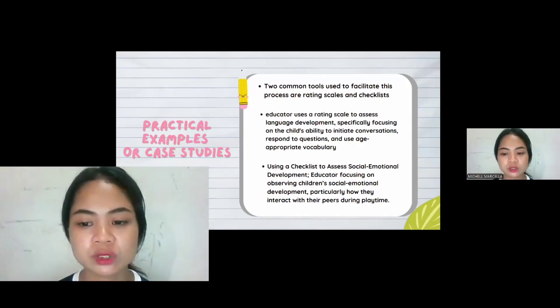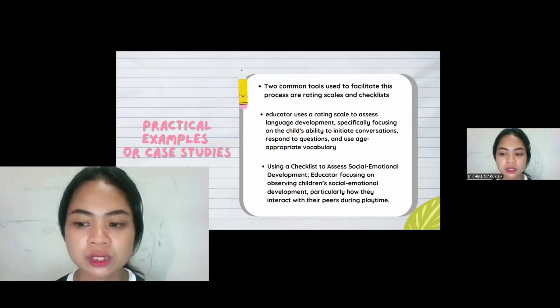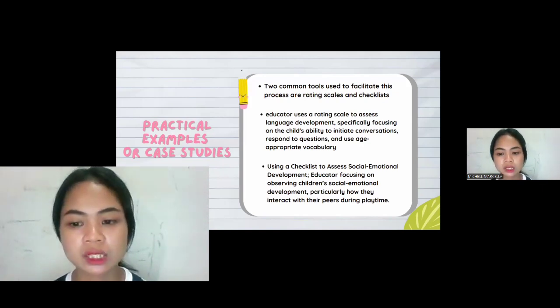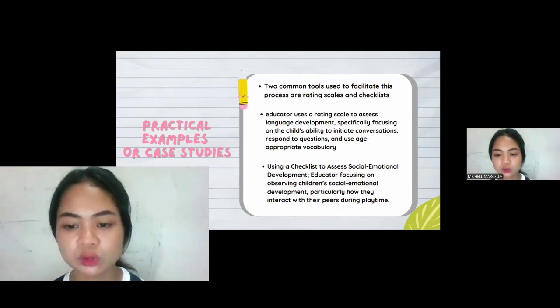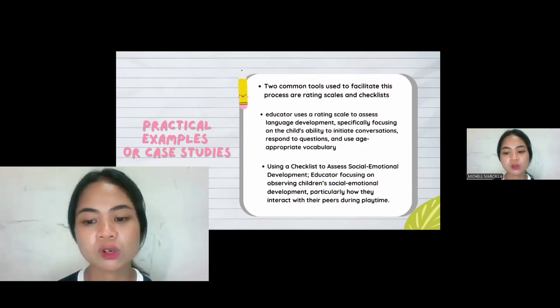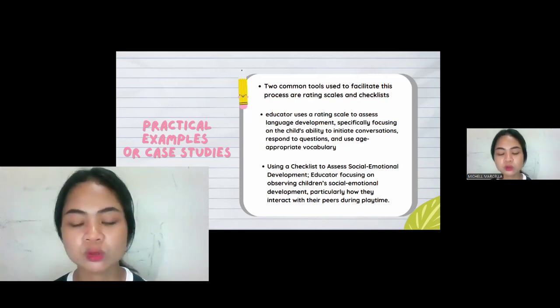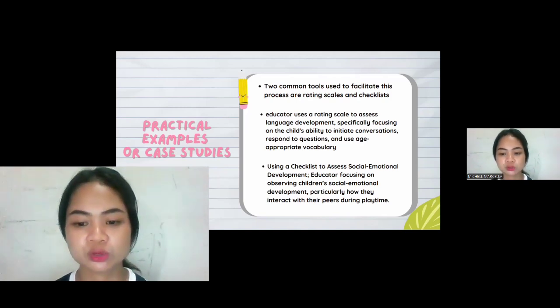Move to the practical example or case study. As we know, educators use a rating scale to assess language development, specifically focusing on the child's ability in immediate conversation, responding to questions, and using appropriate vocabulary. For example, the educator uses respond to question when the educator asks children, what do you like about this toy? And the child answers, I like the car because it moves fast. So, the educator can rate 3 for the child.